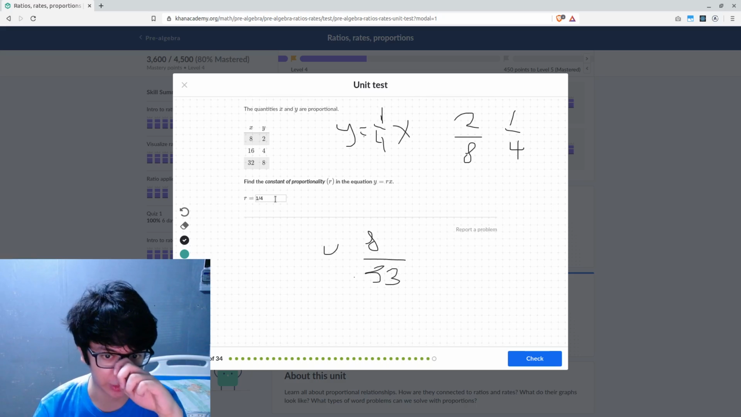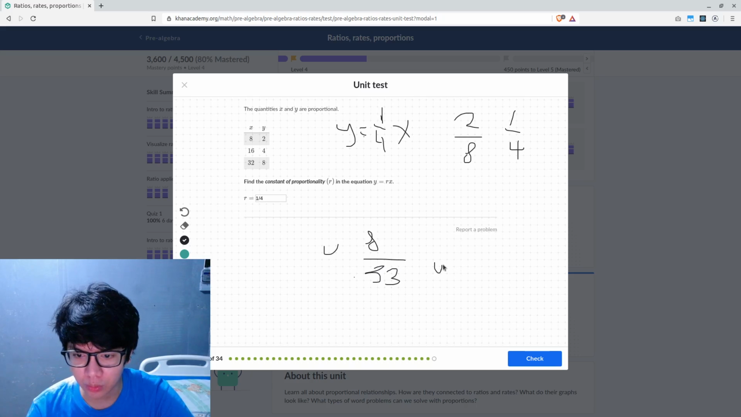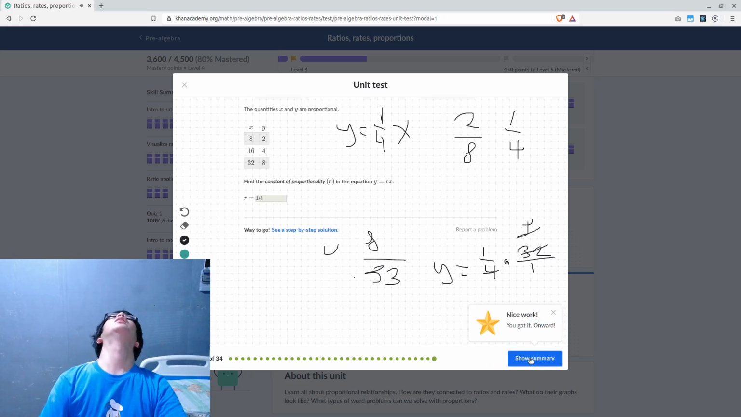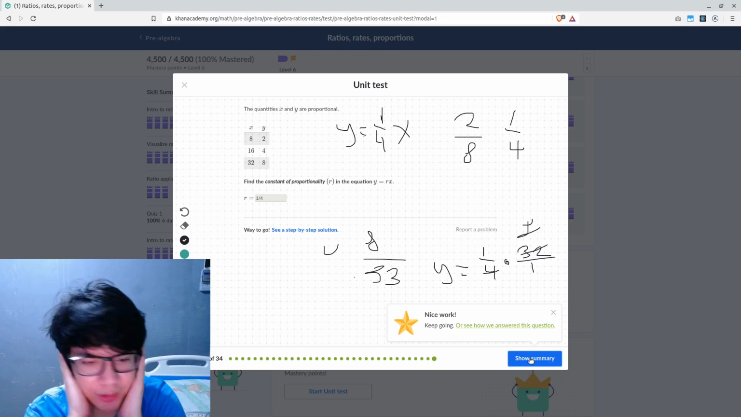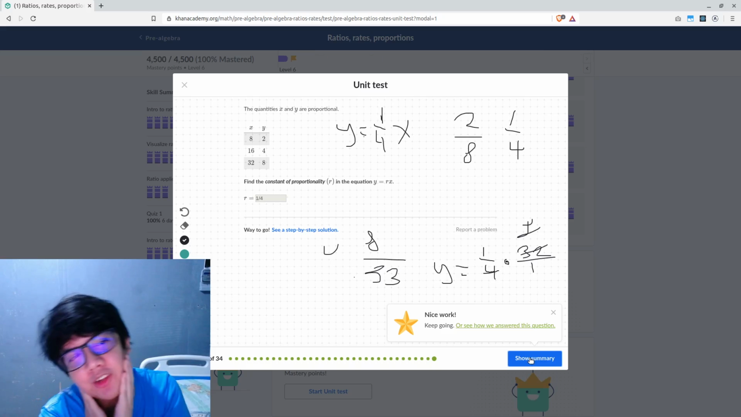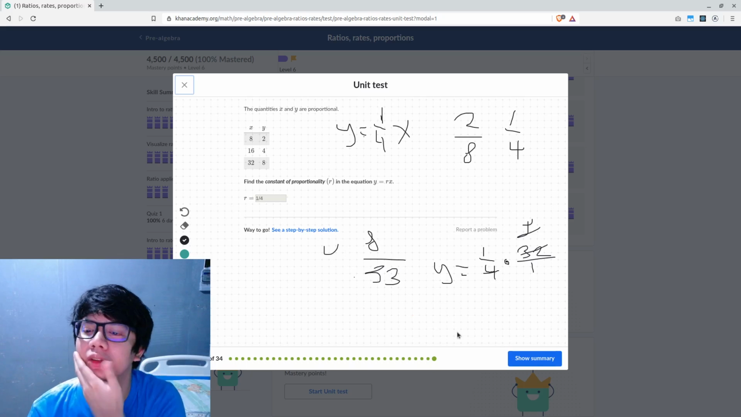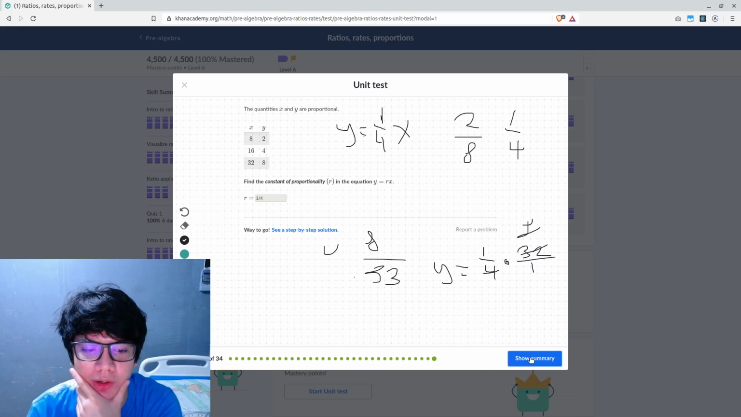Okay, so let's actually try to solve for one of these. So y is equal to 1/4 times 32. So we have 32 divided by 4, which is 8. Y equals 8. Okay, that makes sense. Yes! I didn't make a mistake. Feels good, man. I'm so glad I took the time to make sure I'm not making a mistake here.